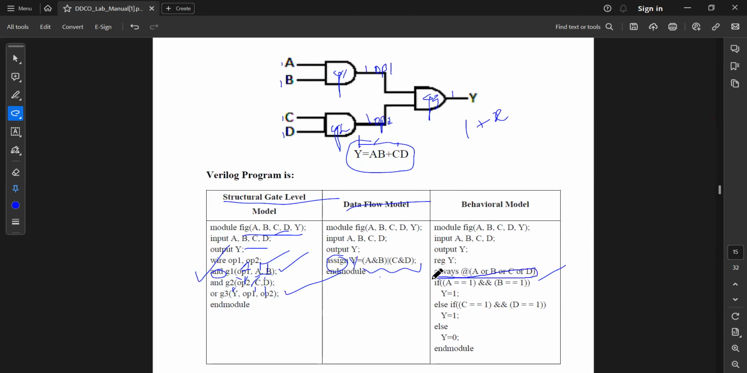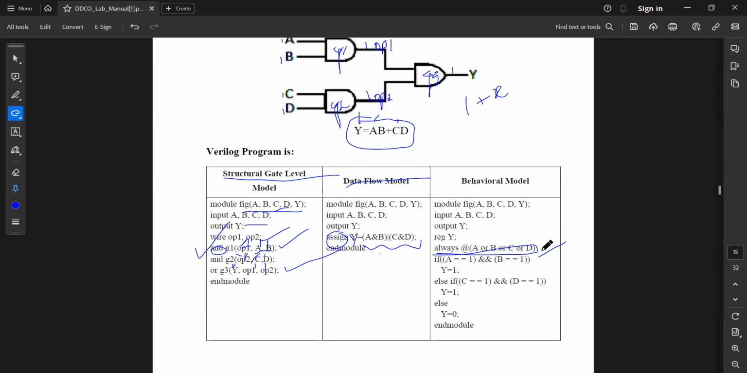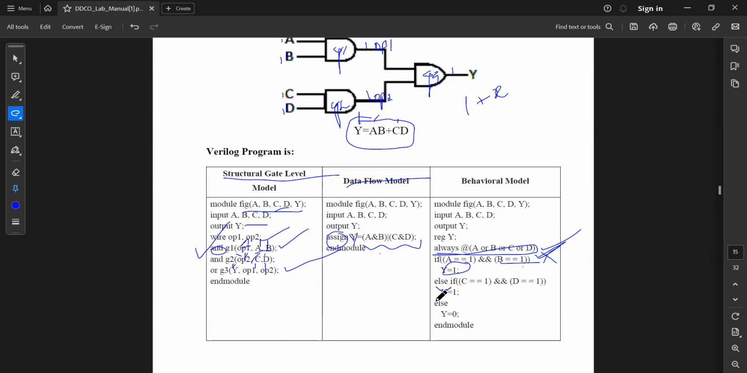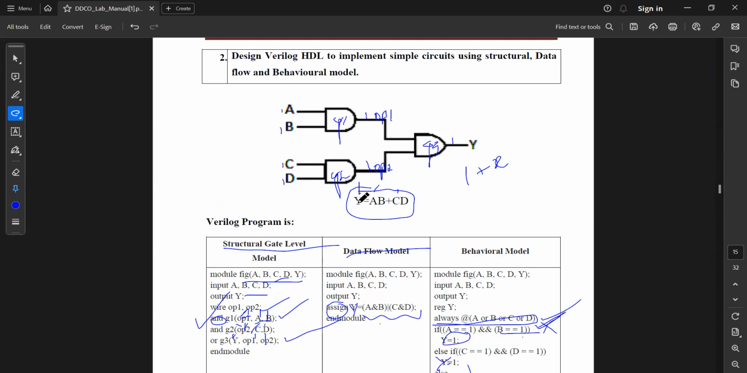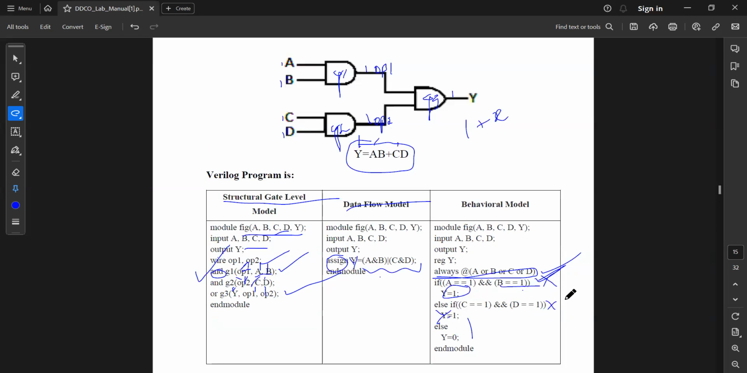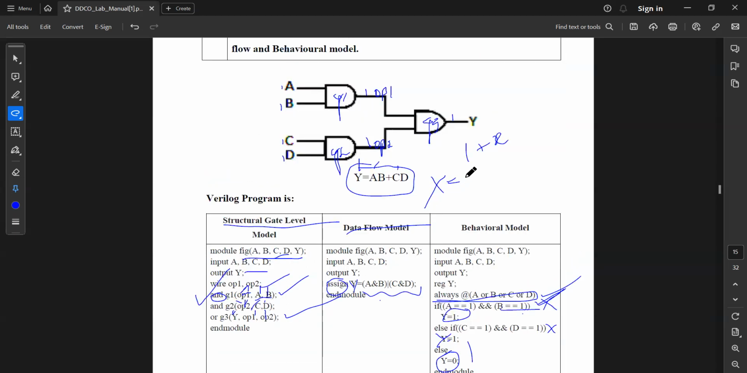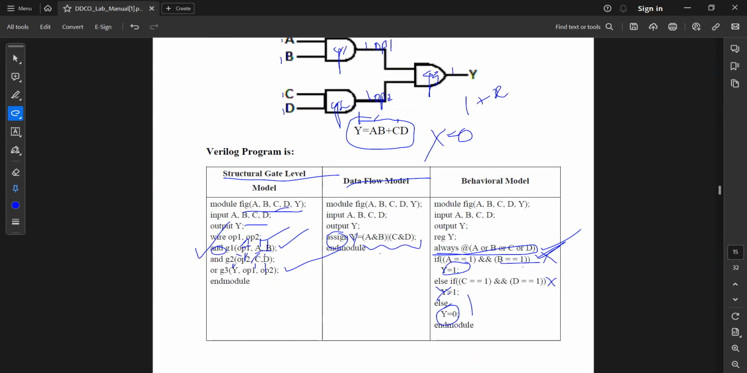This always at definition or statement is like a for loop in C, nothing else. See, first this condition will be checked. If A equal to 1 and B equal to 1, Y will be assigned to 1. Or else, if this is false, assume that A and B are 0, so this condition will be false. And assume C and D is equal to 1. So 0 plus 1 will be 1, right? That's why we assign Y is equal to 1. If all of these values are 0, then both these conditions will be false. Then this condition will be executed and Y will be assigned to 0. That's it, nothing else.